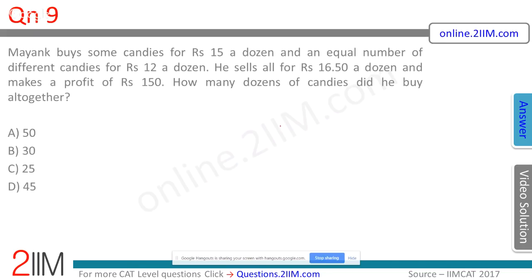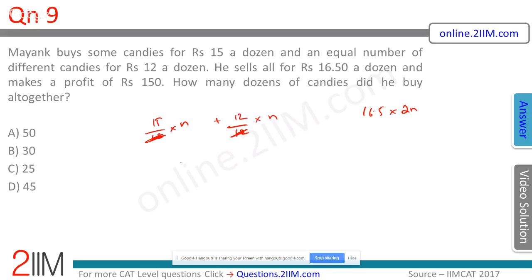Mine buys some candies for 15 a dozen and an equal number of candies at 12 a dozen. So 15 by 12 into n plus 12 by 12 into n. He sells all for 16.5 a dozen, so 16.5 into 2n, and makes a profit of rupees 150. How many dozens of candies did he buy? Let's assume he bought n dozens, so this by 12 will disappear.